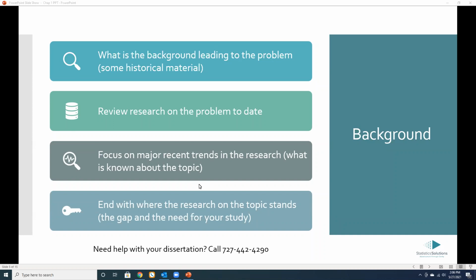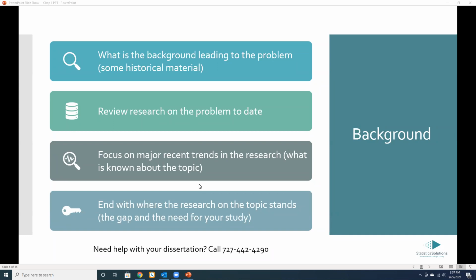How have people addressed it? What are the trends in the research? So you're giving a broad strokes overview of the problem and where it's been, and the research, more importantly, really the research on the problem, right? Because the research that's been done is going to show you what's been done.